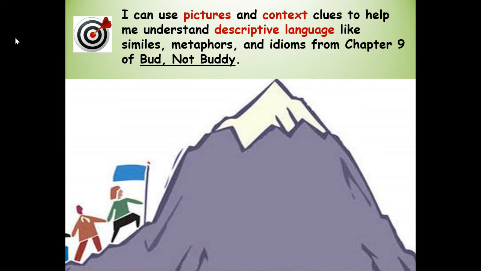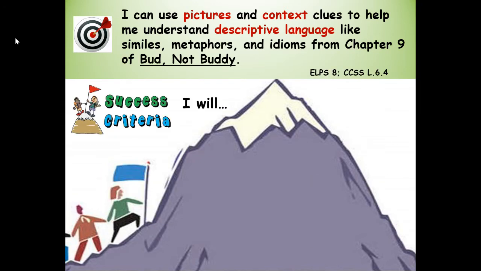So for this lesson, here's our learning target. I can use pictures and context clues to help me understand descriptive language like similes, metaphors, and idioms from Chapter 9 of Bud Not Buddy. Success criteria. That means how will you know you're successful at using pictures and context clues to understand descriptive language like similes, metaphors, and idioms?